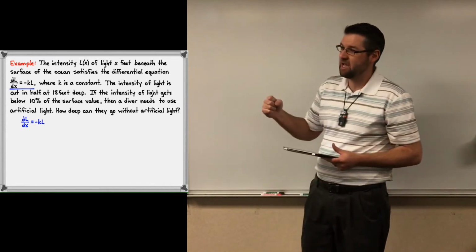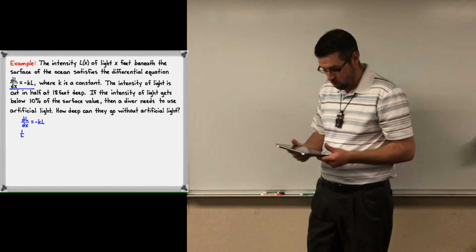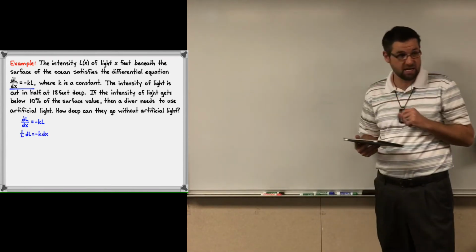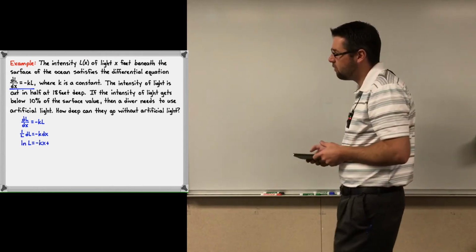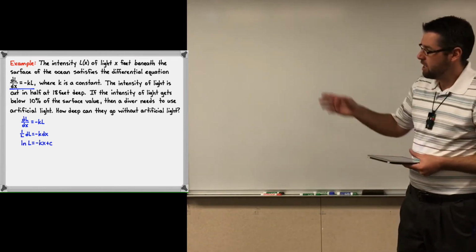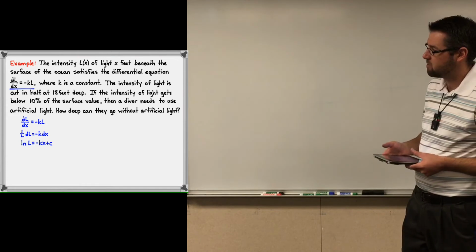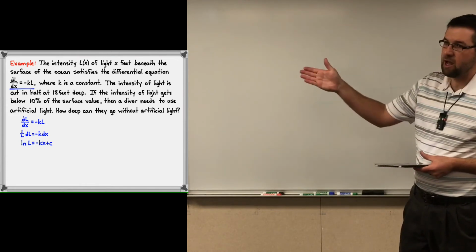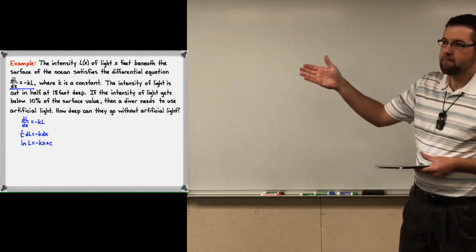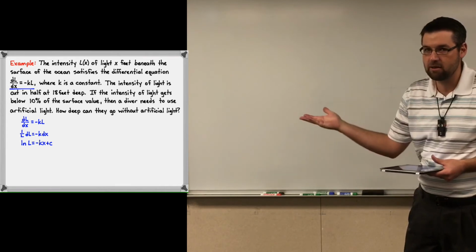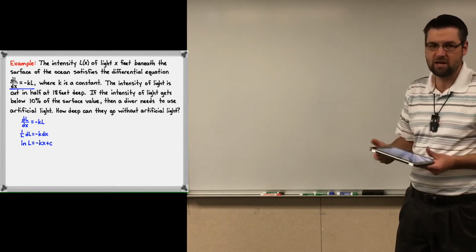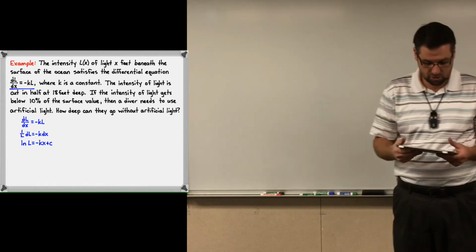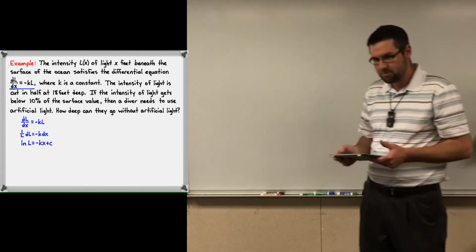Multiply by dx and divide by L. So you get 1 over L dL equals negative k dx. Okay? And then we're going to integrate. What's the integral of 1 over L? Natural log of L equals negative kx plus c. Now I should probably put absolute value around L, but light intensity, think about it. Can the intensity of light be a negative value? No. The natural log of a positive value here, so it's just L. If it's really dark.